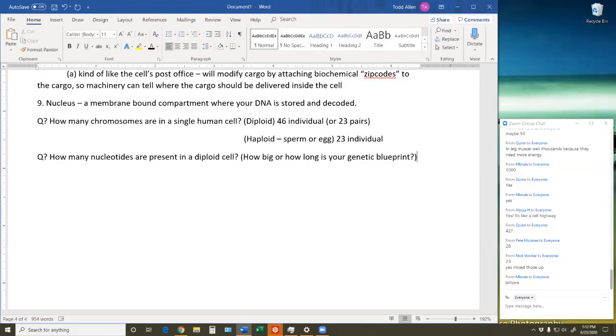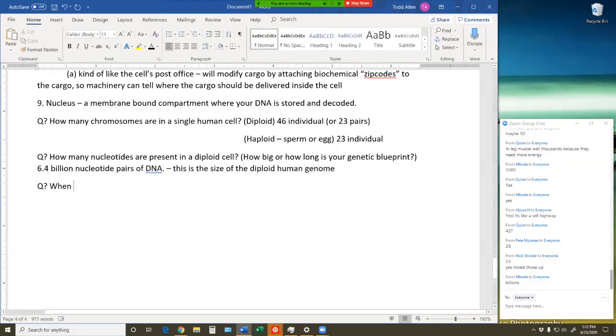Okay, Matt, so you say billions. Okay, Matt, you are on the correct scale. So the answer is about 6.4 billion nucleotide pairs of DNA. Okay. So what I'm saying is this is the size of the diploid human genome. There are 6.4 billion letters to your genetic blueprint that make you the person you are.